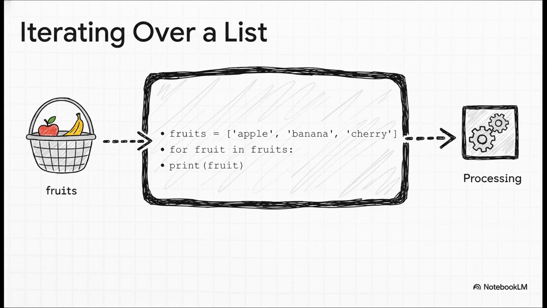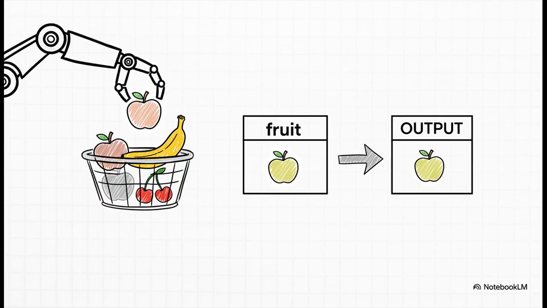The for loop basically says, hey, for each fruit you find inside that fruits list, I want you to do something. And in this case, that something is super simple. Just print whatever fruit we're currently looking at. So on the very first pass, the loop grabs the first item, which is apple, and it stores it in that temporary fruit variable. Then it runs the code inside the loop, which, you guessed it, prints apple to the screen.